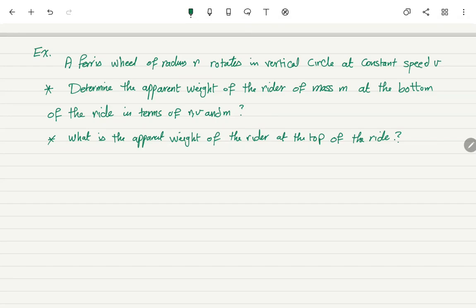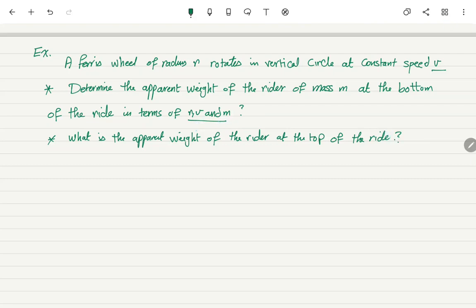Now let's discuss another example of vertical uniform circular motion. It's a Ferris wheel. So let's have an example. In this example, a Ferris wheel of radius r rotates in a vertical circle at constant speed v. Determine the apparent weight of the rider of mass m at the bottom of the ride in terms of r, v, and m. And again, what is the apparent weight of the rider at the top of the ride in terms of the same parameters r, v, and m.